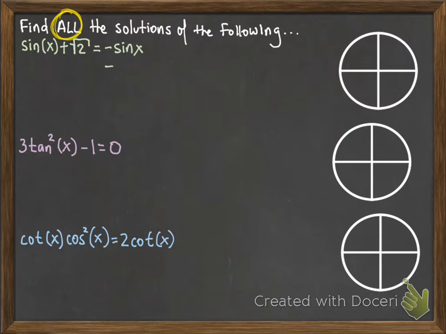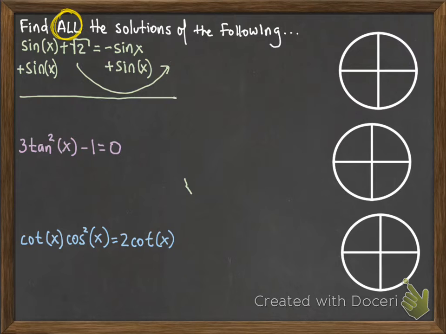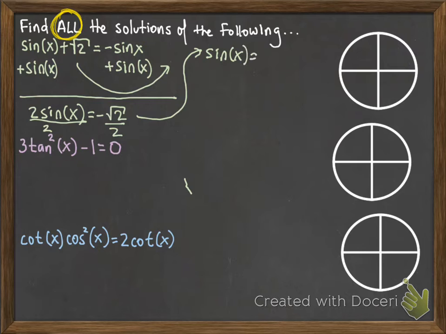First thing we want to do is get all the trigonometric ratio on one side and all the constants on the other. So I'm going to add sine x to both sides, and I'm going to throw the square root of 2 over on this side, and that's going to give me 2 sine of x equals a negative square root of 2. And then, to finish things off, I'm going to divide each side by 2, and it's going to be sine x equals a negative square root of 2 over 2.